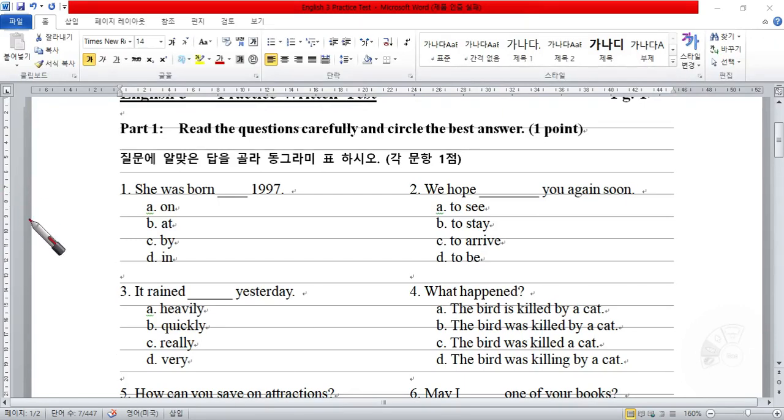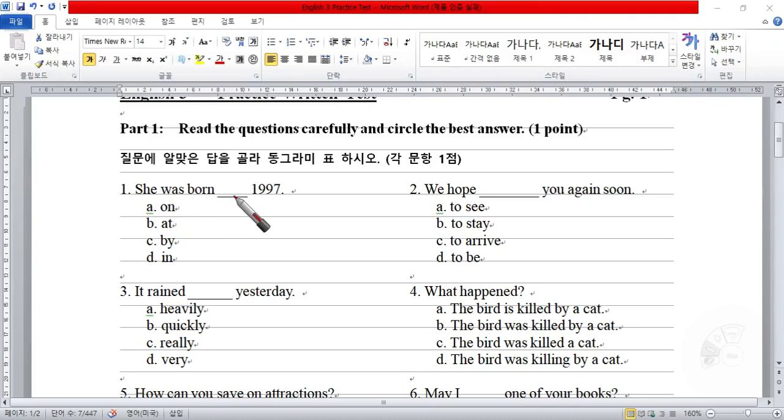Number 1, we have a sentence. She was born blank 1997. Okay, so born. Okay, so she started life. Now we're looking for a preposition, obviously. Okay, and this is something that we studied in Unit 1, use of prepositions for various times. Okay, let's get the answers.